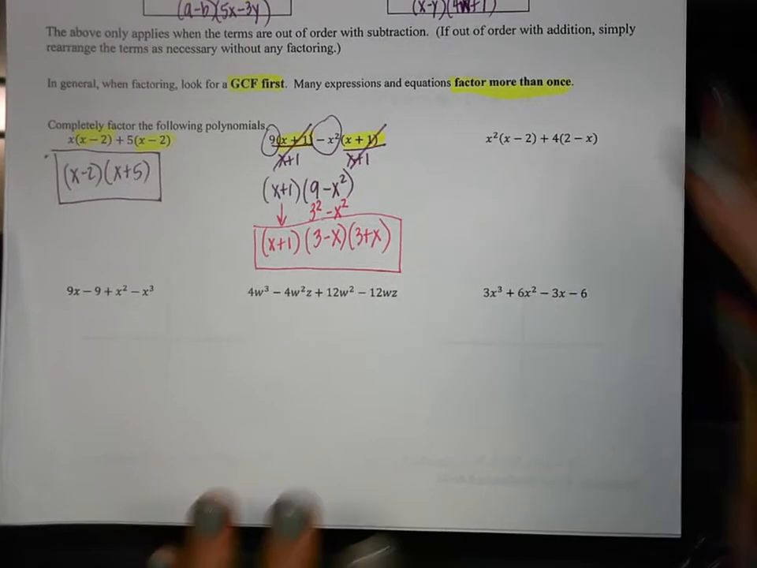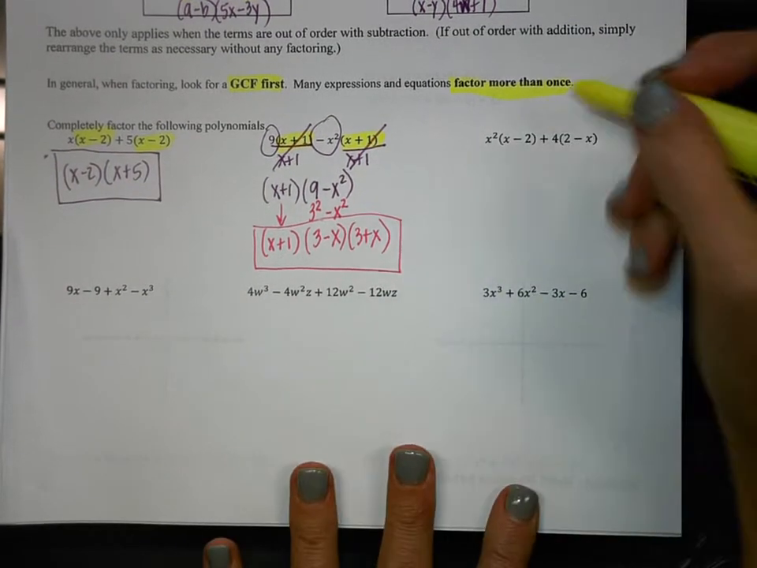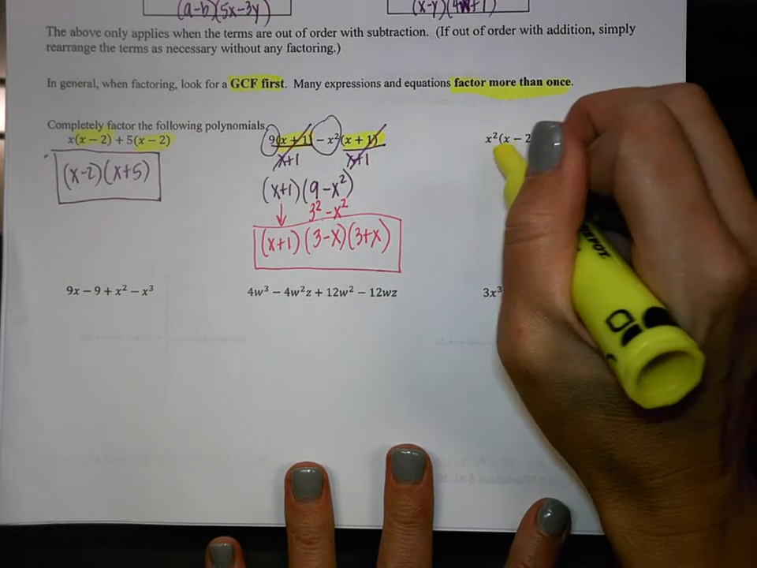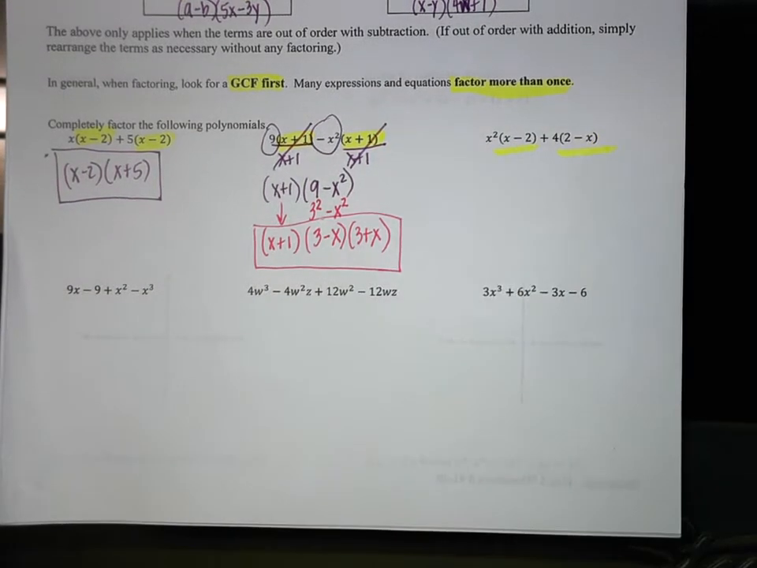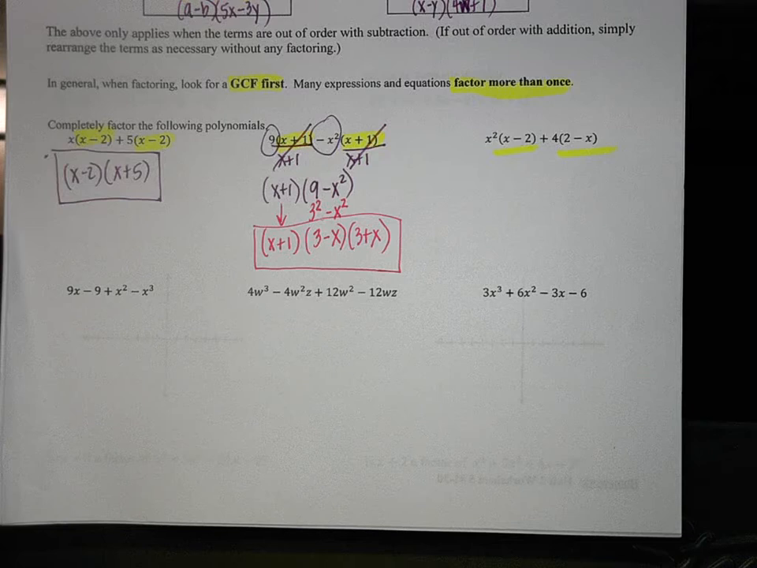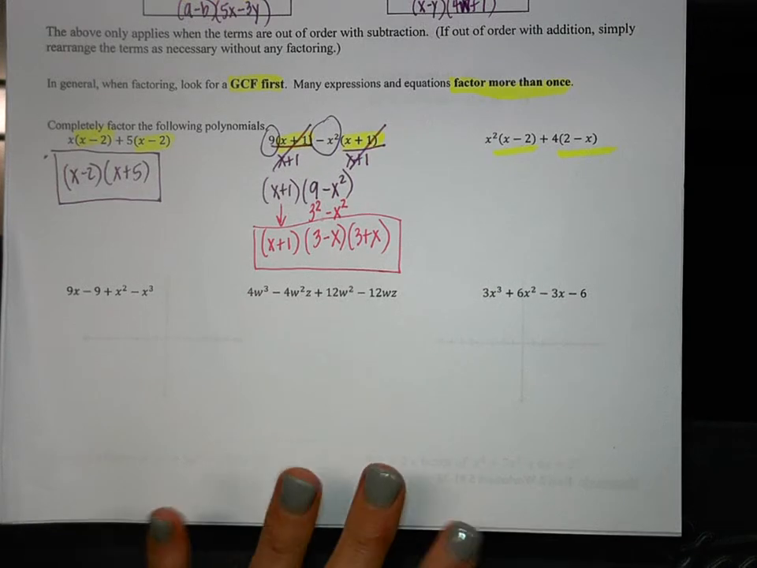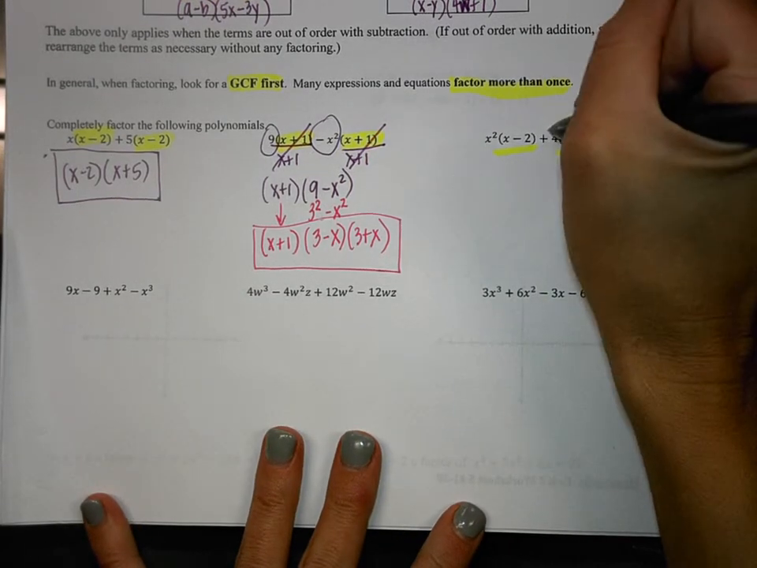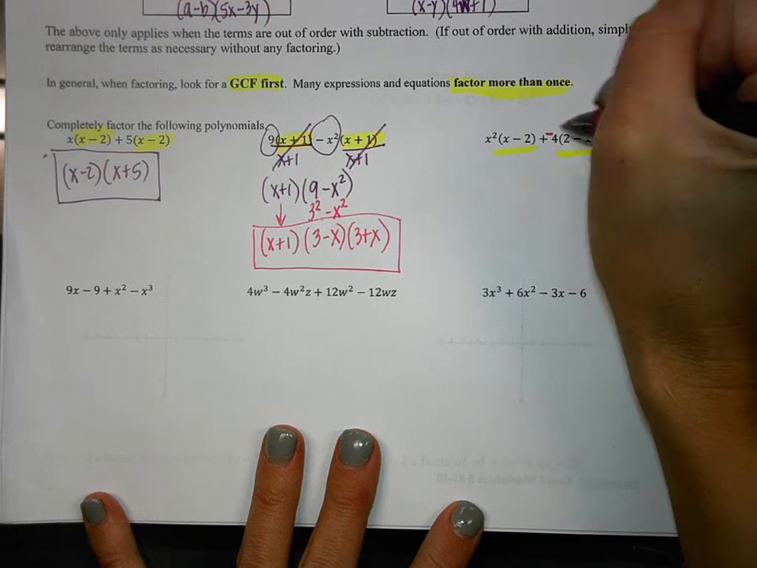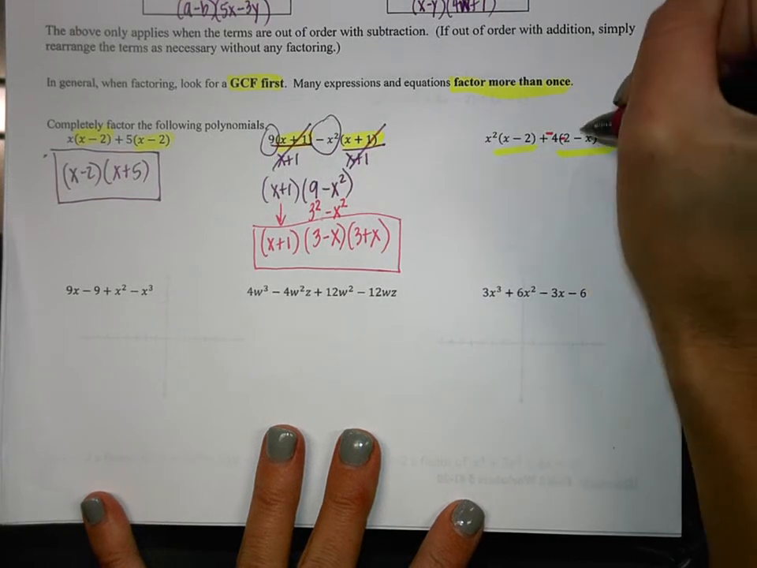Next one. Looking here, okay, are these the same? No. Could I make them the same? Yes. What would we need to do? Factor out a negative, okay? So when I factor out a negative, this 4 becomes a negative, the 2 becomes a negative, and the x becomes a positive.